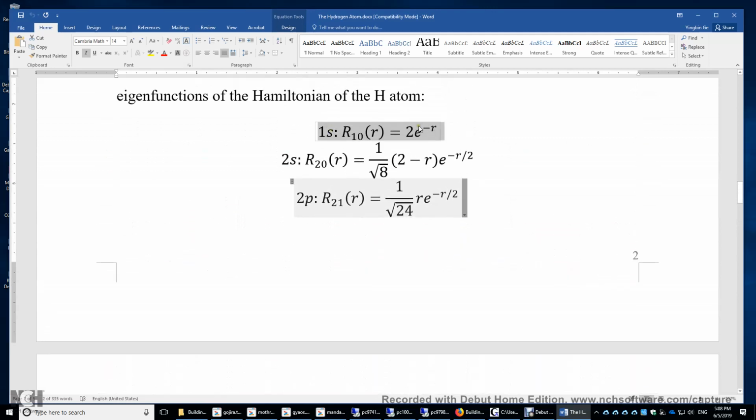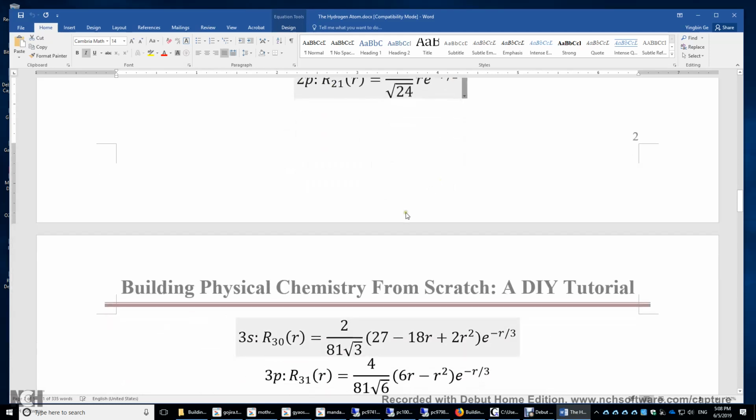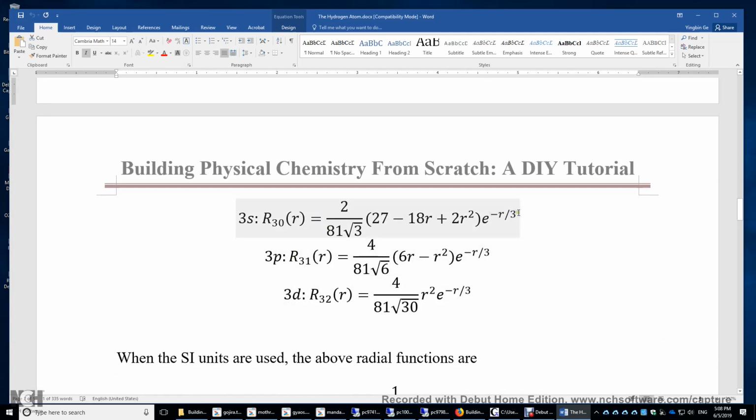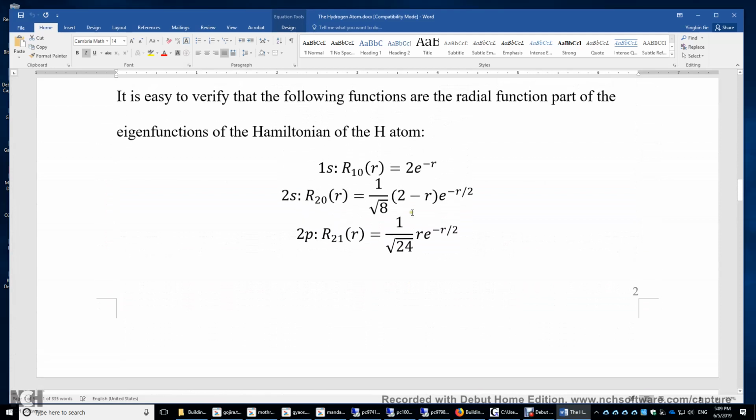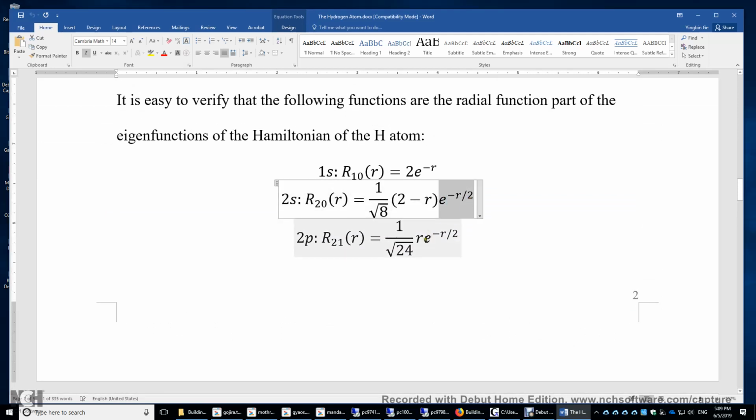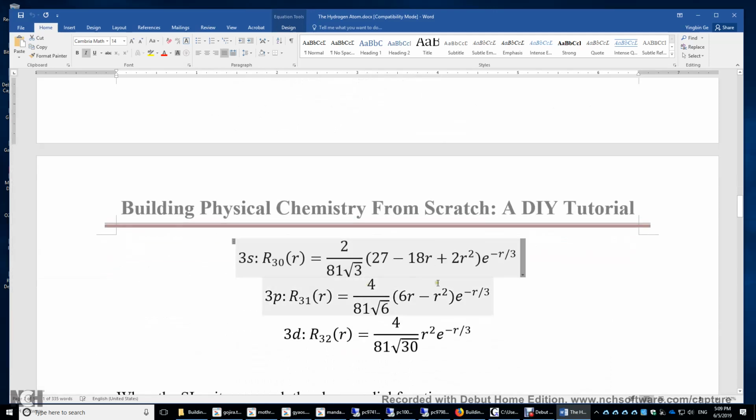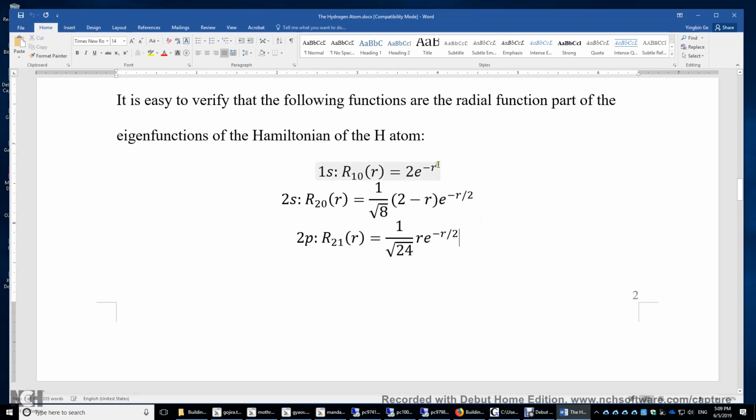For the 1s orbital, the exponential function is e to the power of negative r divided by 1. 2s, 2p, negative r divided by 2. 3s, 3p, 3d, negative r divided by 3. So for 3s, 3p, 3d atomic orbitals with a principal quantum number of 3, this exponential function decays slower. And over here, for the 2p orbitals, the exponential function decays faster than the 3s, 3p, 3d. And this 1s orbital decays the fastest, e to the power of negative r.